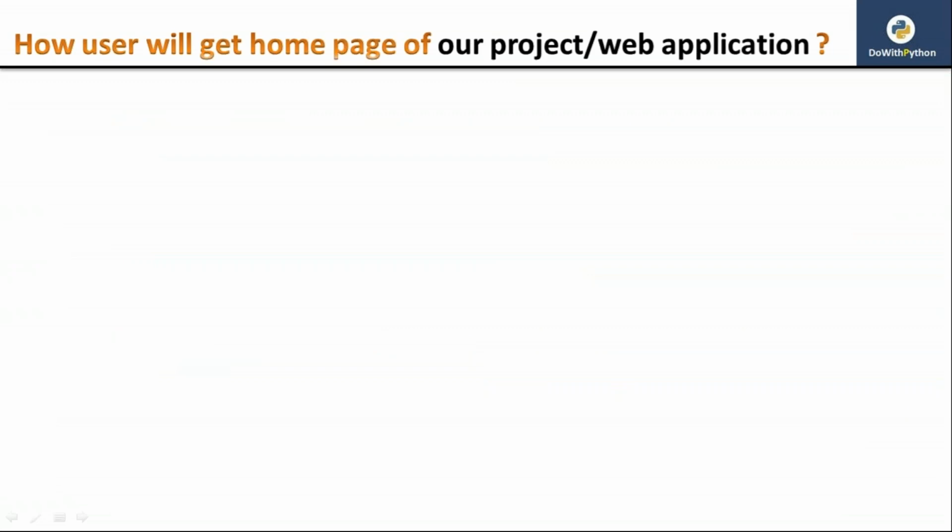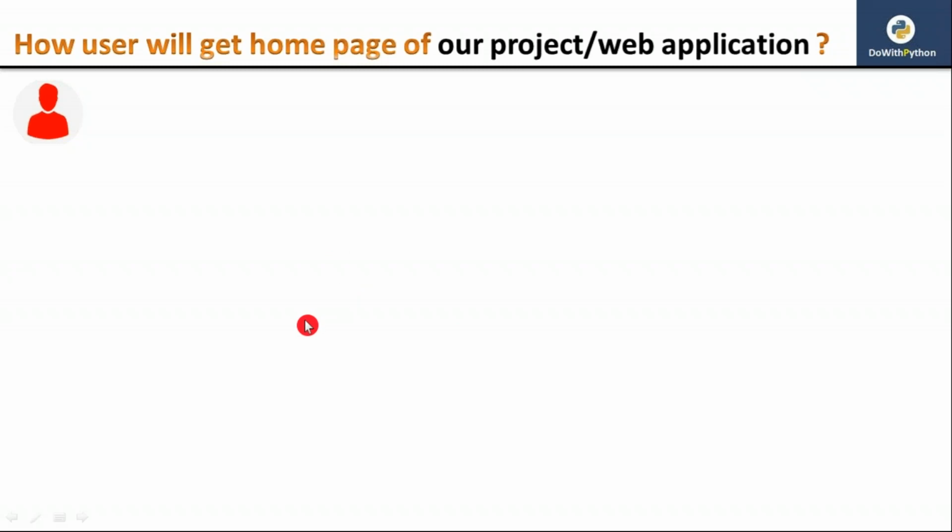Now suppose the user is going to send some request to your project. In your project you may have any number of applications, so the user may try to access any application of your web application. Suppose one user is going to get the home page of your project. Then how will it be processed? How will the user get the home page of your application? Observe here, guys: first I will give the flow, then we will go and modify the things, so that based on some URL you will get some response.